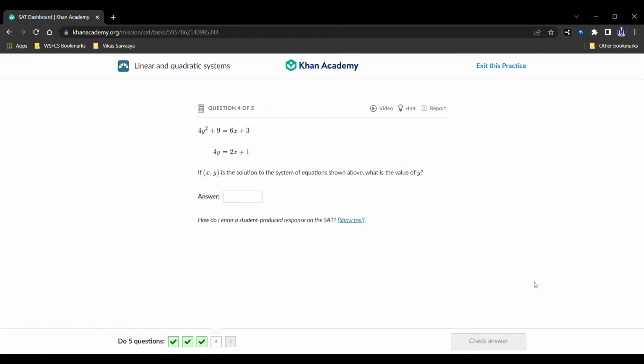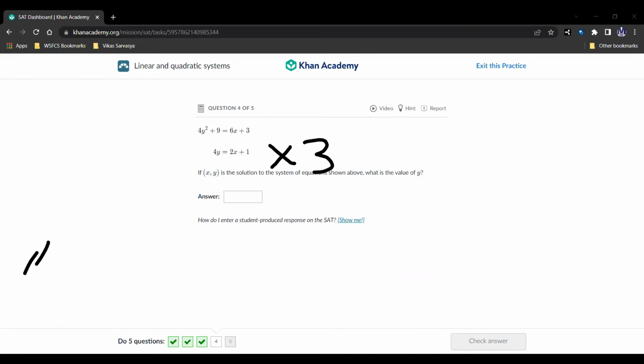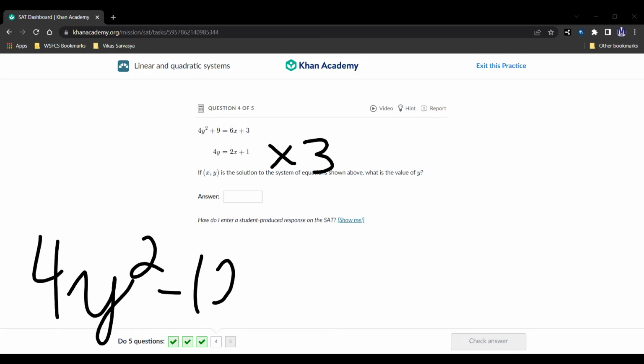All right, question 4. We're given that 4y squared plus 9 equals 6x plus 3, and 4y equals 2x plus 1. Well, the first thing I see is that if I multiply the second equation by 3, then I get this. The right-hand side is going to equal 12y. So I get 4y squared plus 9 equals 12y, which means I can also write this as 4y squared minus 12y plus 9 equals 0.